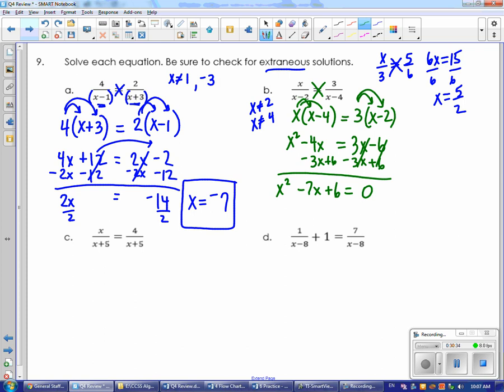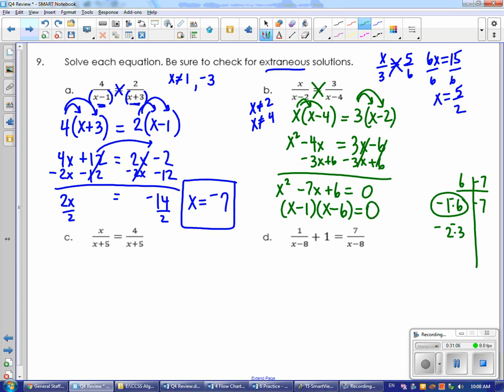So I want to think about numbers that multiply to give me 6 and add to give me negative 7. If I think about the numbers that multiply to give me 6, it's 1 and 6 and 2 and 3. I know that because my product is positive, either both of these numbers need to be positive or they both have to be negative. Since the sum is negative, I know that both of those numbers have to be negative. And so the two numbers that will add to give me the negative 7 are the negative 1 and the negative 6. So I'm going to go ahead and factor x minus 1 times x minus 6 is equal to 0.